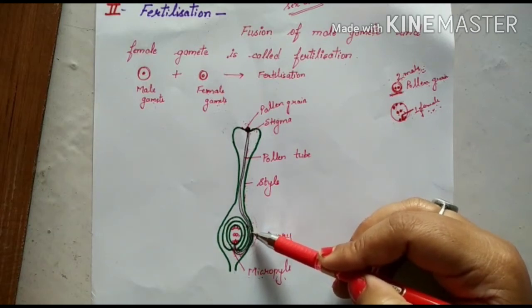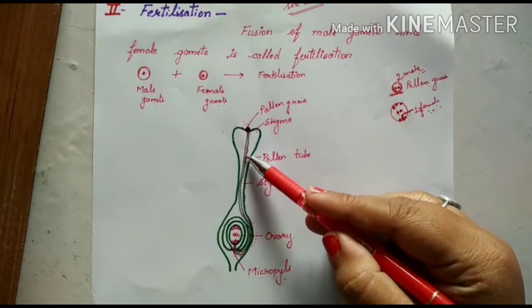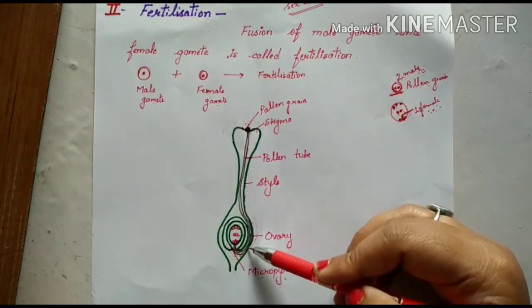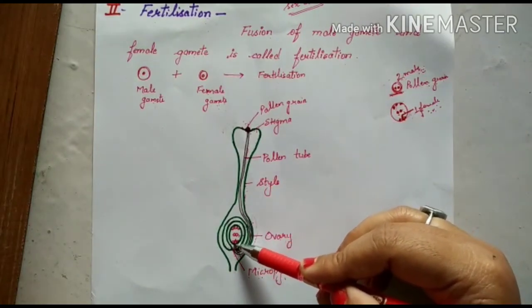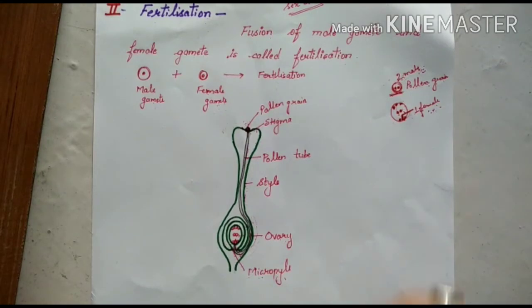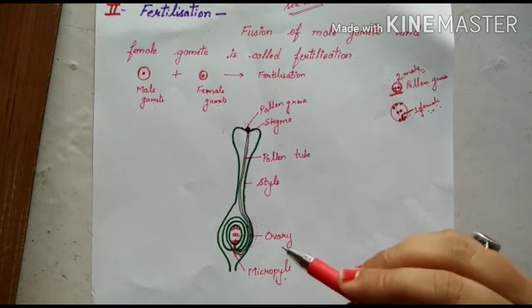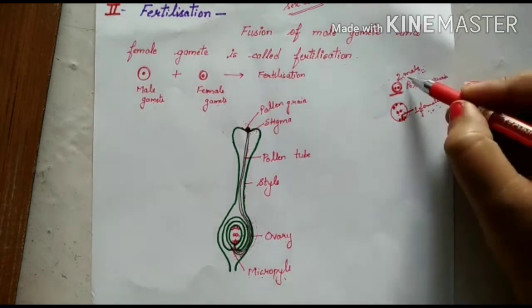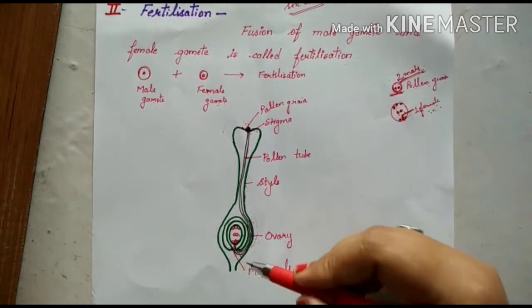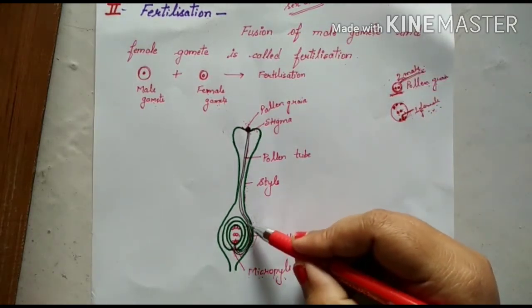and it reaches the ovary. It travels through the style and it reaches the ovary through the micropyle. This is the micropyle, which is the small opening or hole, you can say. Through this micropyle it reaches the ovary. So there are the 2 male gametes which are in this pollen tube.